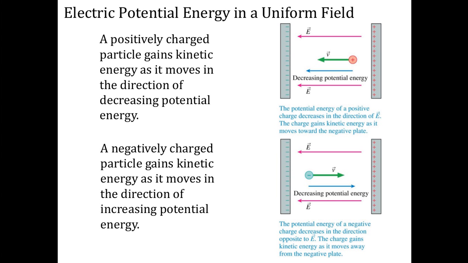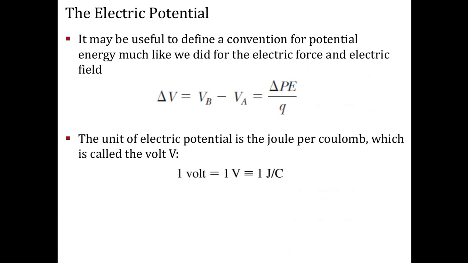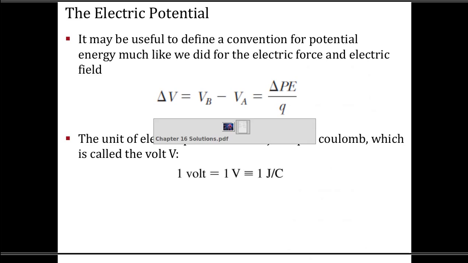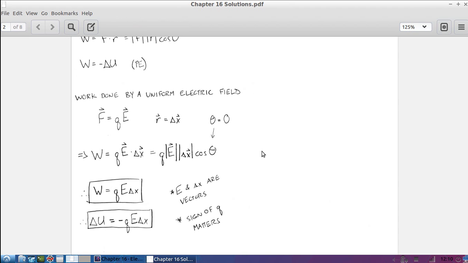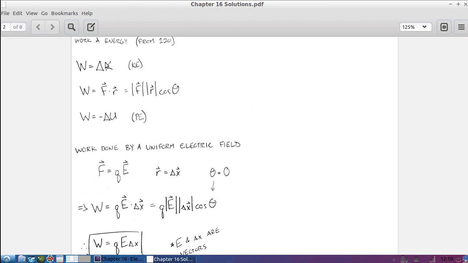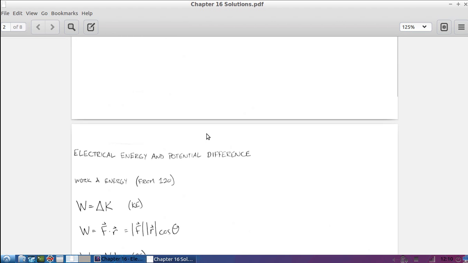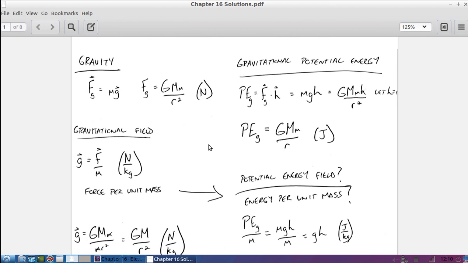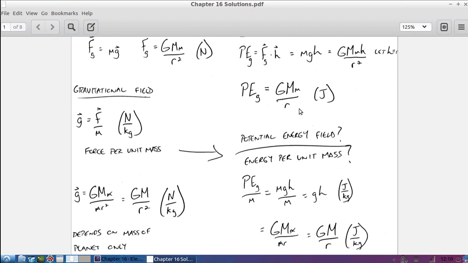But again, just like our object-Earth system, we're going to say this is an isolated system, so the total mechanical energy is going to be conserved. Potential is going to be transformed into kinetic energy. So what do I want? I've got work, I've got potential energy, I could find kinetic energy. Just like I did with gravity, I have an expression for the potential energy of a two-particle system.